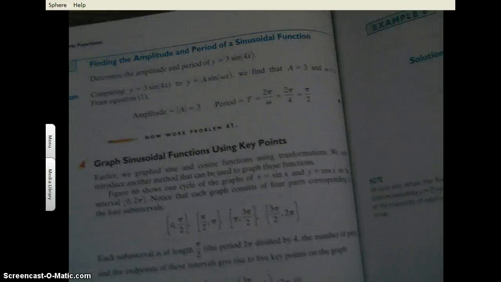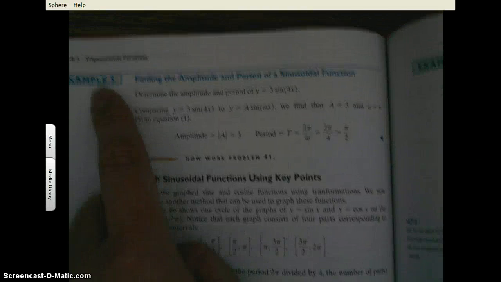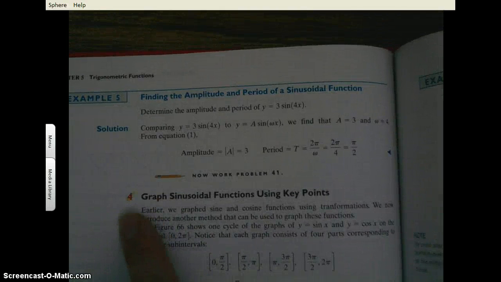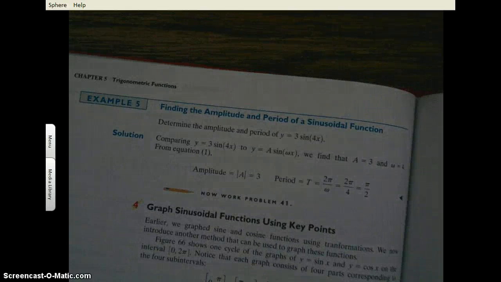All right, I think we can stop there. I think that's going to give you enough. Make sure you look at example 5 and go ahead and stop at number 4. Okay? See you tomorrow, hopefully.